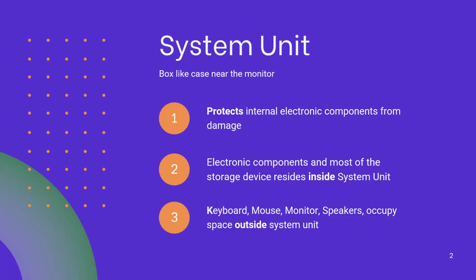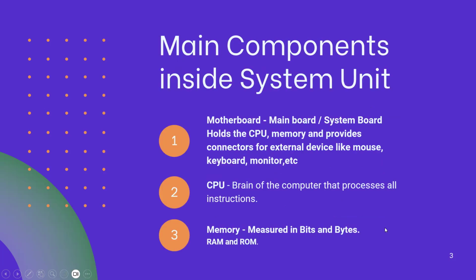Whereas devices like keyboard, mouse, monitor, printer, the speakers occupy the space outside the system unit. So I think you understand the difference between what are the components inside the system unit and what are the components that are outside. Now, main components inside the system unit.